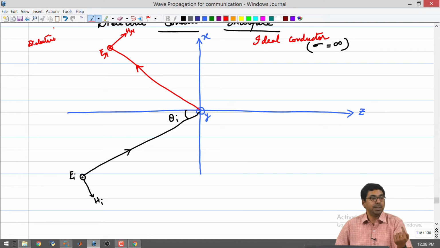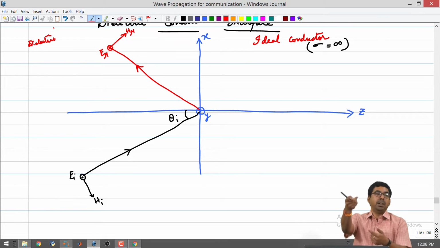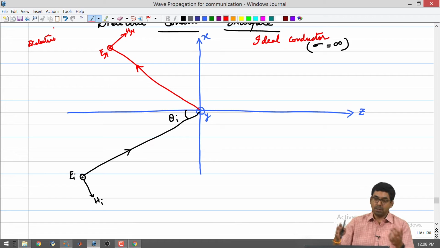If the reflection coefficient is positive, the assumption is fine. If the reflection coefficient is negative, it means that compared to the direction I have assumed, I have to take a 180-degree flip, that is all. So, it really does not matter how you make an assumption, as long as your physics and boundary conditions are going to be correct.